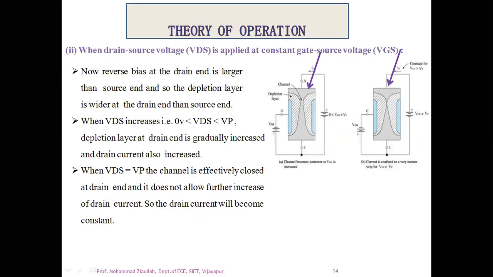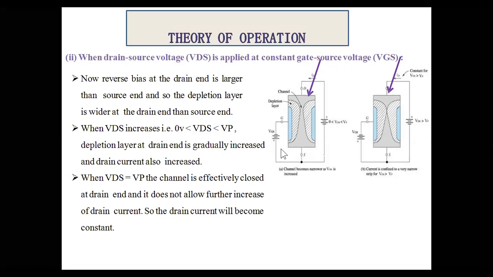Now coming to the second mode of operation. The second mode of operation is when the drain source voltage is applied. In the sense, though we were applying the VGS voltage, now we will keep this VGS voltage constant. We will not change any voltage here. For example, it can be minus 2 volts, or sometimes it can be plus 2 volts. It can be anything. It can be kept at any voltage.